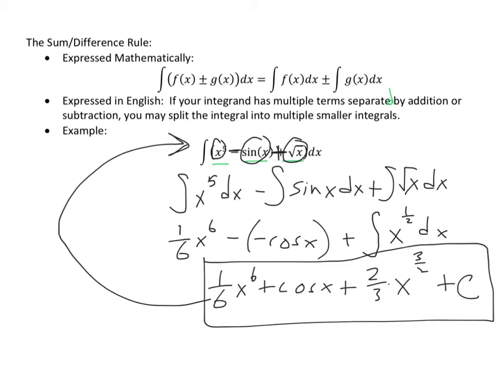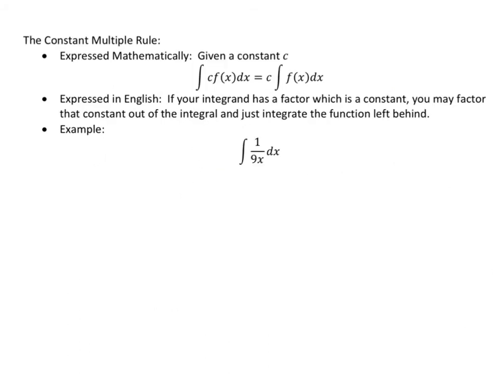This is one rule that we have that allows us to take larger, more complicated integrals and break them down into smaller pieces. Next, we have what's called the constant multiple rule. Expressed mathematically, it says that if you take the integral of a constant times a function, you can instead pull that constant out and do the integral of the function inside. And I basically just expressed in English what's written up here in math.